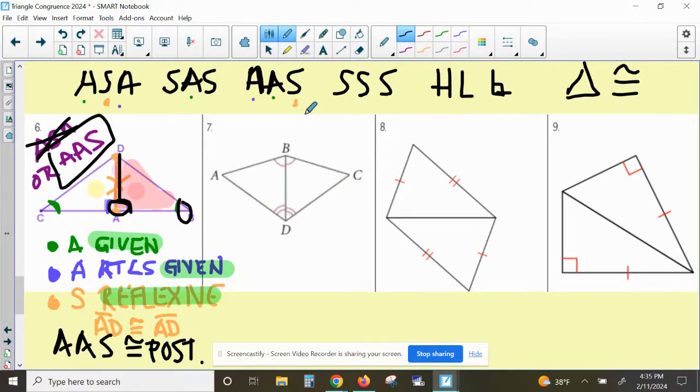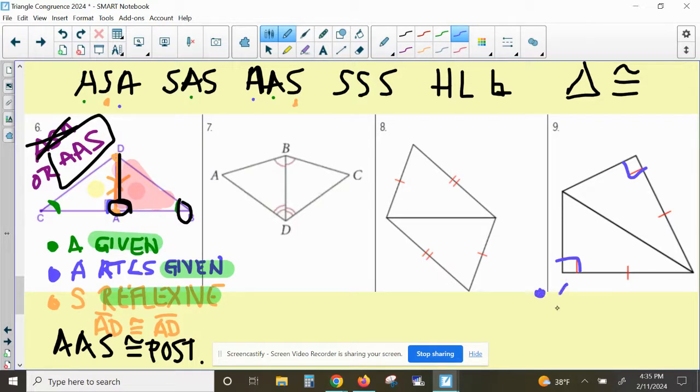Okay, let's see if we could try another one. So remember, only talk about stuff that you have. Let's go over to this one here. Okay, let's take a look. Now remember, let's do the easy givens first. Okay, so I am given that this angle is congruent to this angle, right?